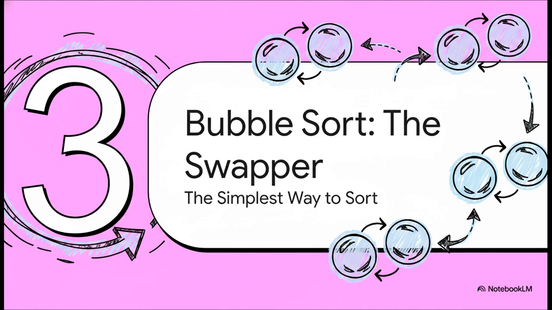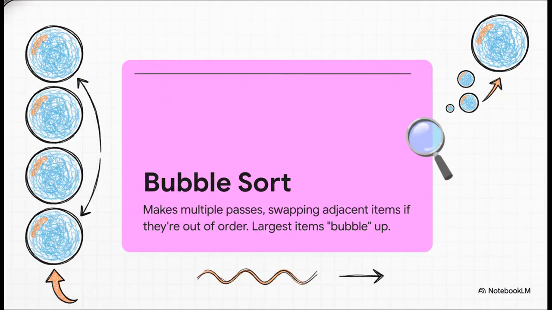All right, let's get into our first algorithm, bubble sort. I like to call this one the swapper. It's usually the very first sorting algorithm anybody learns, and for a really good reason. It's just so intuitive. The whole idea is incredibly simple. You just go through the list again and again, and anytime you find two items next to each other that are in the wrong order, you swap them. That's it. With every full pass, the biggest unsorted number bubbles up to its correct position at the end of the list, just like an air bubble rising up through water.